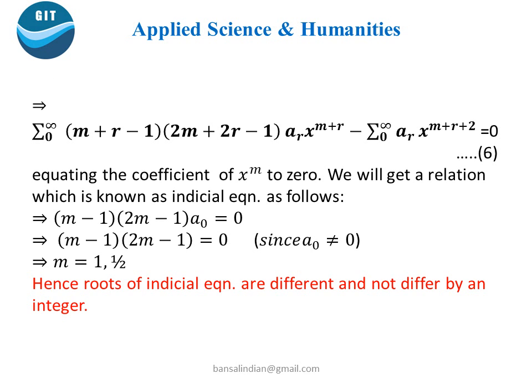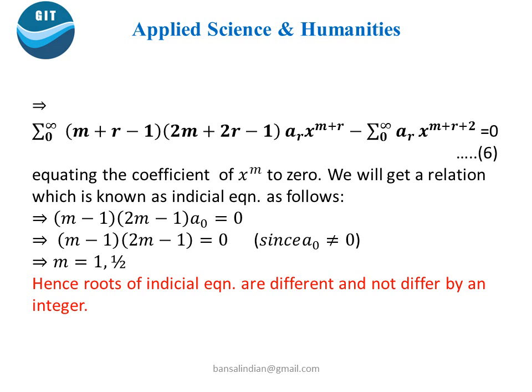On simplifying this, we'll be having summation r equals 0 to infinity (m + r - 1)(2m + 2r - 1) a_r x^(m+r) minus summation r equals 0 to infinity a_r x^(m+r+2) equals 0. Now on equating the coefficient of x to the power 0, to get the initial equation, we will be having (m - 1)(2m - 1) a_0 equals 0.